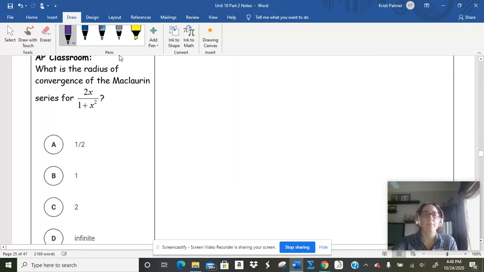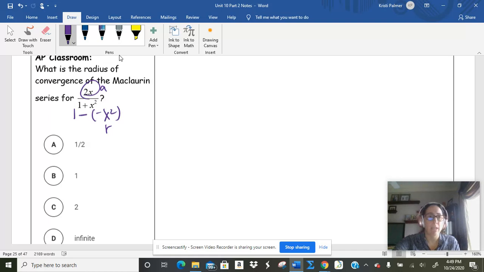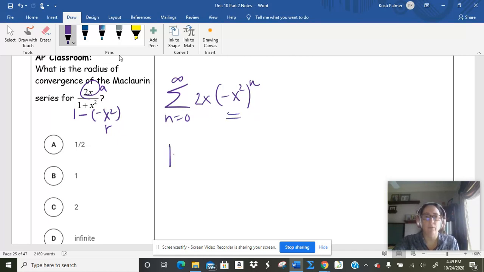So looking at this one, I can see that I have my a over my 1, and I don't have a minus, so I just got to go double negative to make that plus. So now I have an a over 1 minus my r. So when I do this, I can see my a is 2x, and my r is this negative x squared to the n. So if I'm looking for where I converge, now I'm looking for where my r value here is less than 1. Well, this is an absolute value, so I can get rid of that.